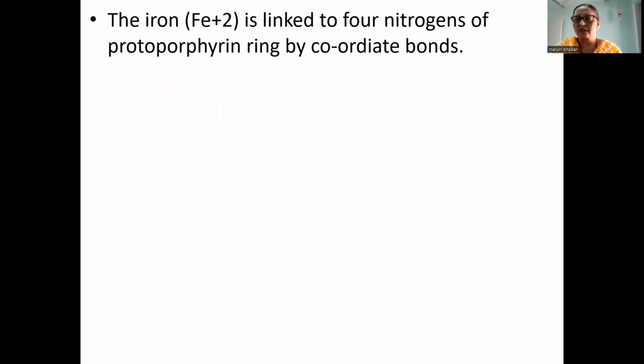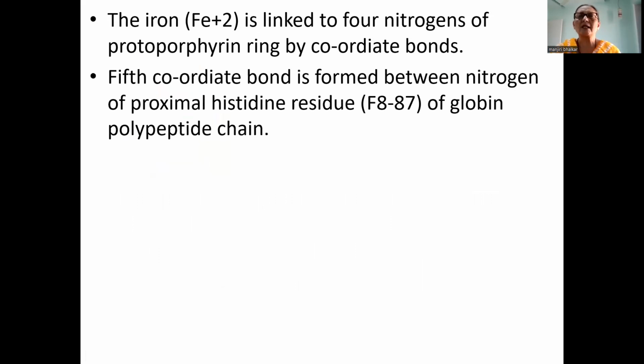Now let us move further. Iron is linked to the 4 nitrogens of the protoporphyrin ring by coordinate bonds. But iron can form 6 different coordinate bonds. Out of that, 4 coordinate bonds are with 4 different nitrogens of the pyrrole rings. Now, the fifth coordinate bond is formed with the nitrogen of the proximal histidine residue, that is F8 87 of the globin polypeptide chain.